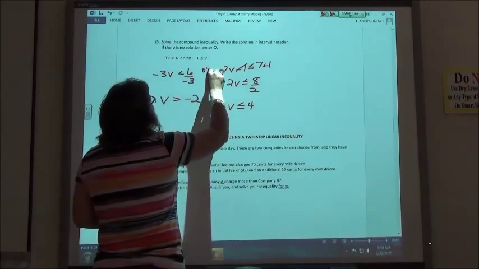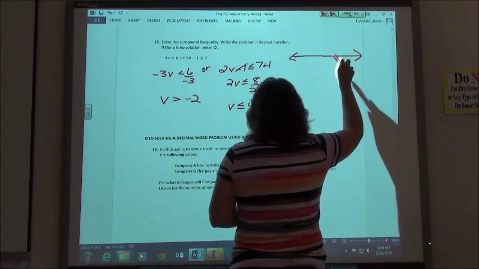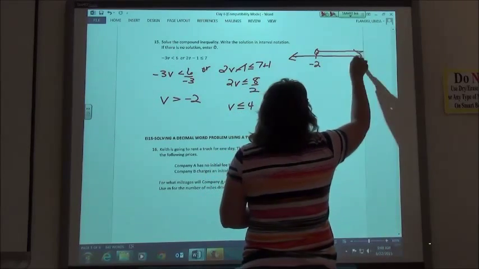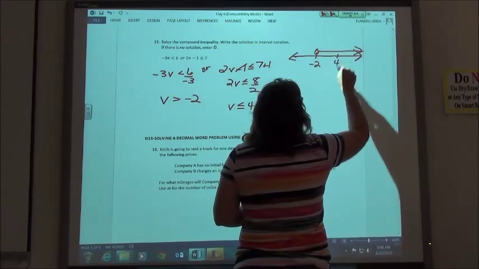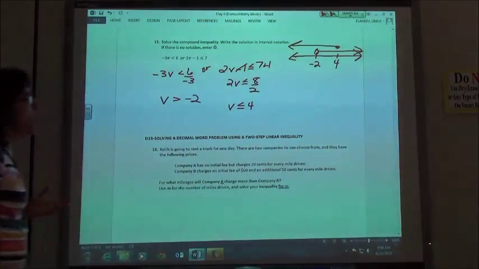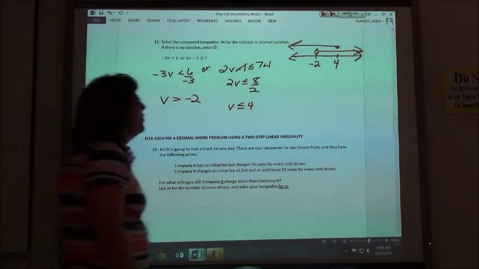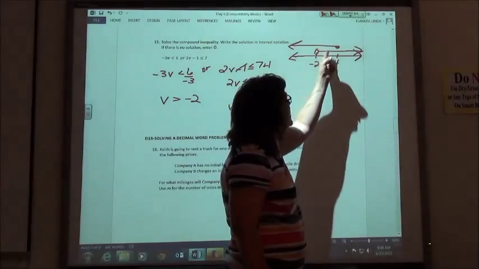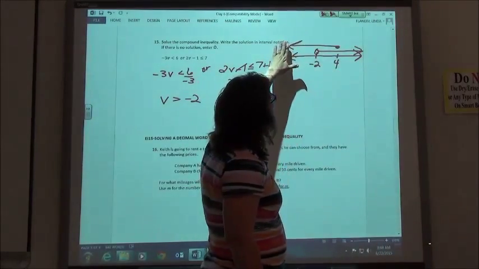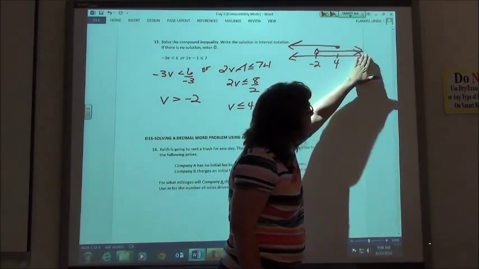This one has or in between it again. So on our number line, we have negative 2 with an open circle going this way. We have 4 with a filled in dot going this way. Now this was an or, and so anything that got shaded on your number line is part of your answer. If it was an and, you just do this section in the middle. But if it's an or, anything that's shaded is part of your answer. Well, I'm shading here, but I still keep going because I'm shading down there.